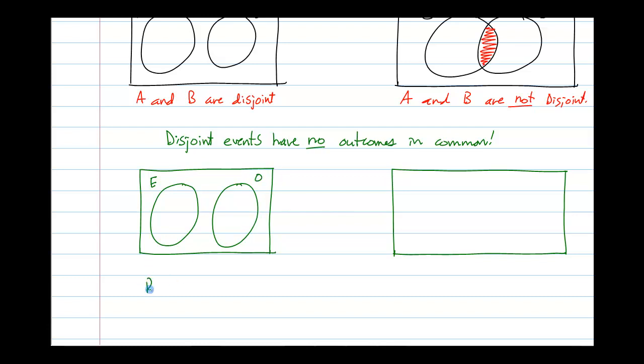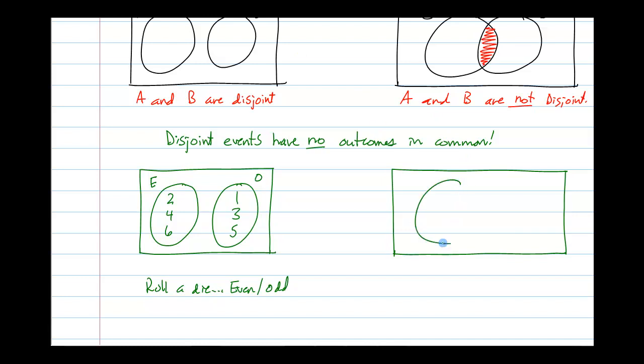So you roll a die, and you know whether the outcome is even or odd. So the even values would be something like 2, 4, 6. Odd values would be 1, 3, 5. There's no outcomes in common here, so therefore the outcomes, whether they're even or odd, are disjoint events.